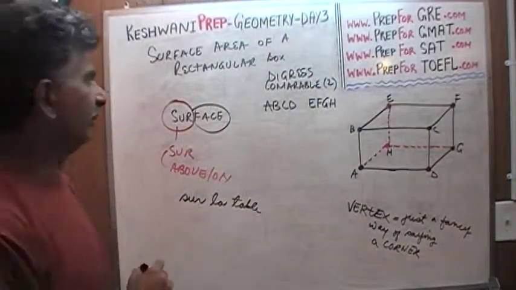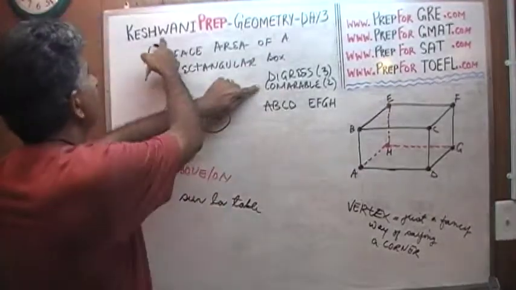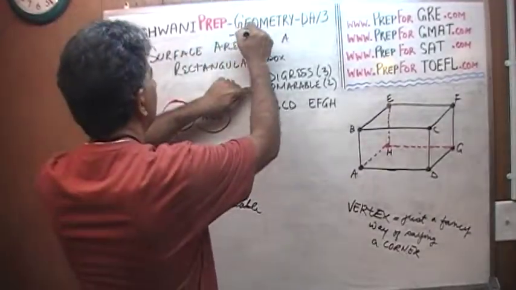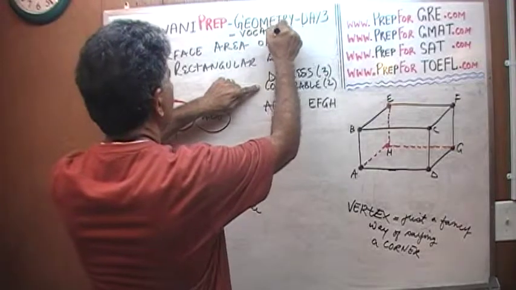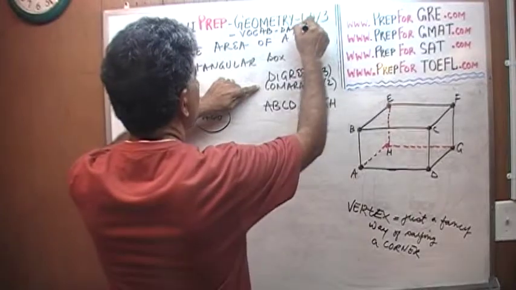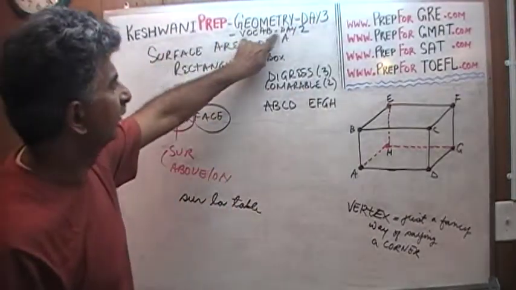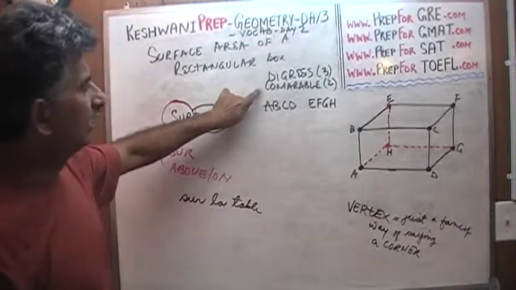Digress means to go off a topic. I want you to go to Keshwani Prep vocab day 2. Just type in Keshwani Prep vocab day 2 and you will learn the word comparable.